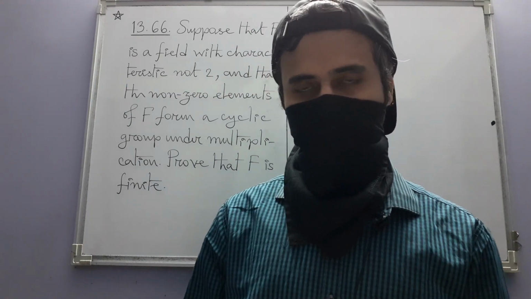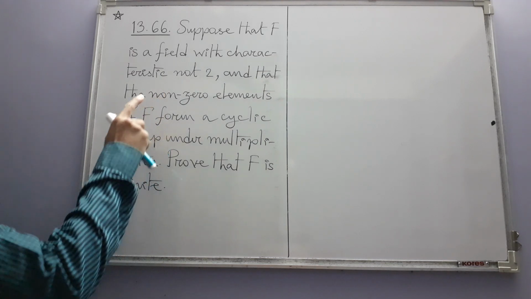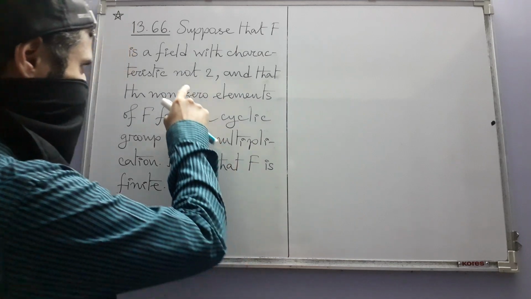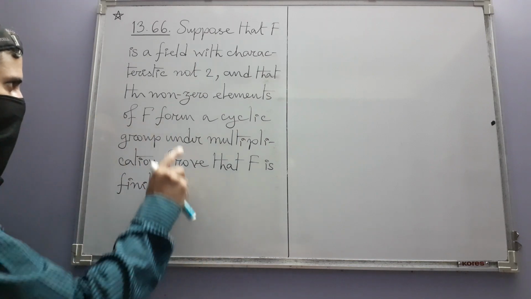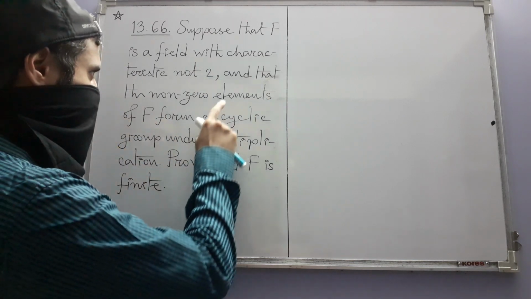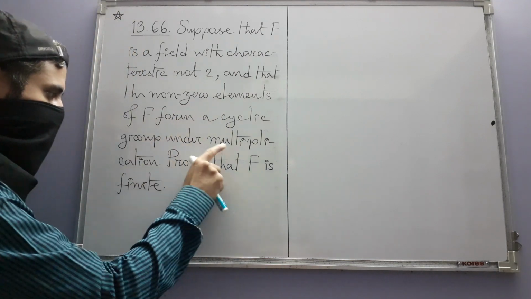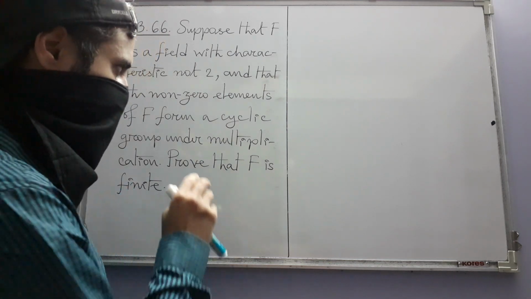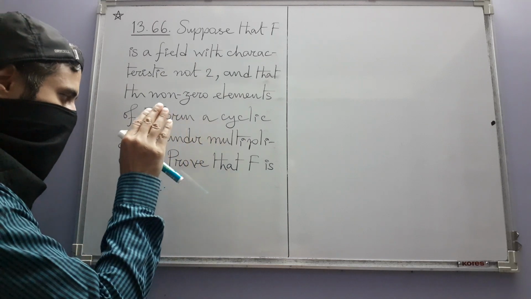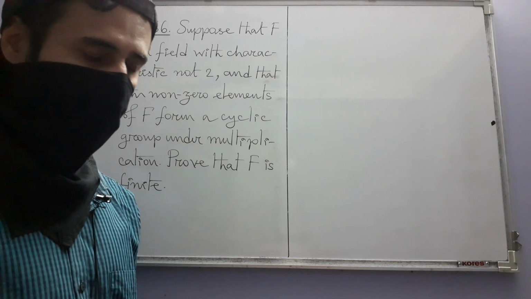Okay, so let's continue next with exercise 66. Here we are given a field F, and it's given that the characteristic of F is not 2. That means it's something else, it's not 2. And also it's given that the non-zero elements in the field form a cyclic group under multiplication. We already know that they form a group under multiplication, but it's additionally given that this group is cyclic. Then we have to prove that F is finite.